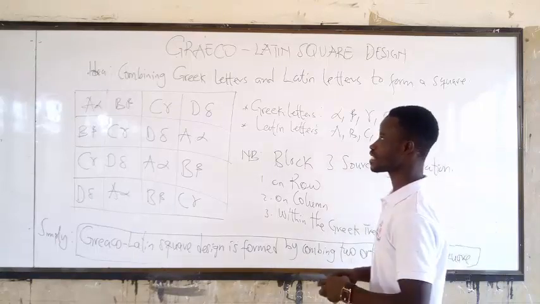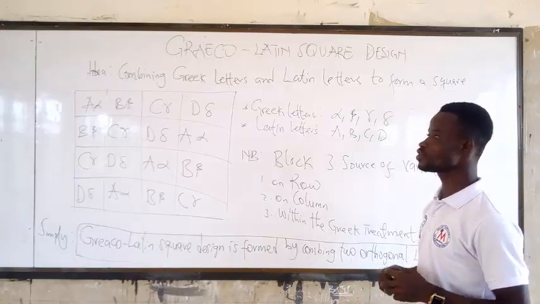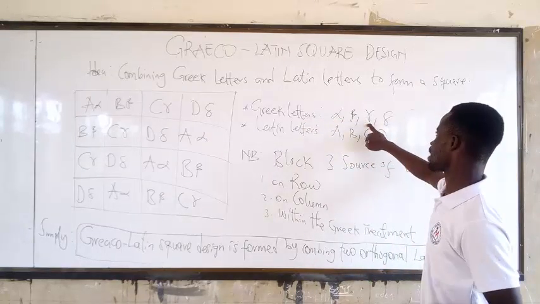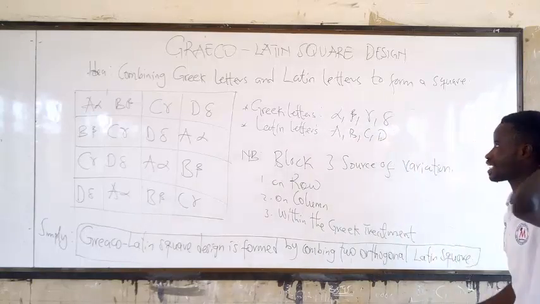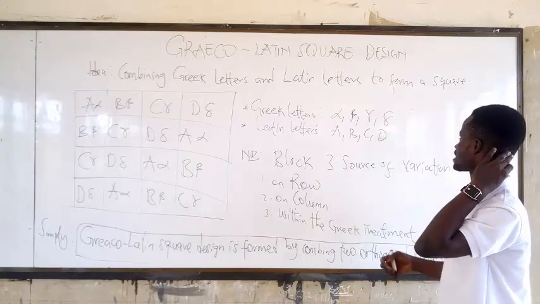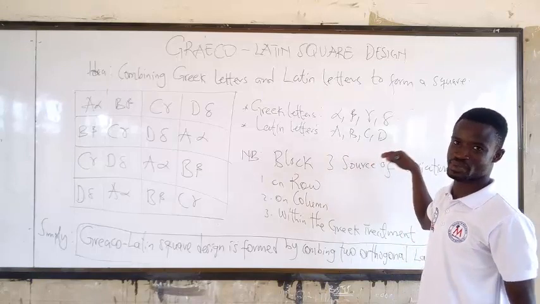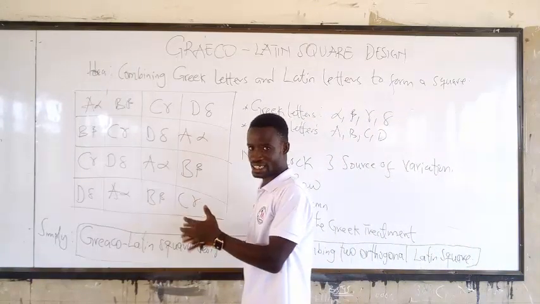Okay, Graeco Latin square design. So what is the idea? It's about combining Greek letters. How do we know the Greek letters? The Greek letters are alpha, beta, gamma, and what? Omega. So it's about combining Greek letters and Latin letters to form a square. And you know the Latin letters are A, B, C, and what? D. So when these two combine, it forms what?